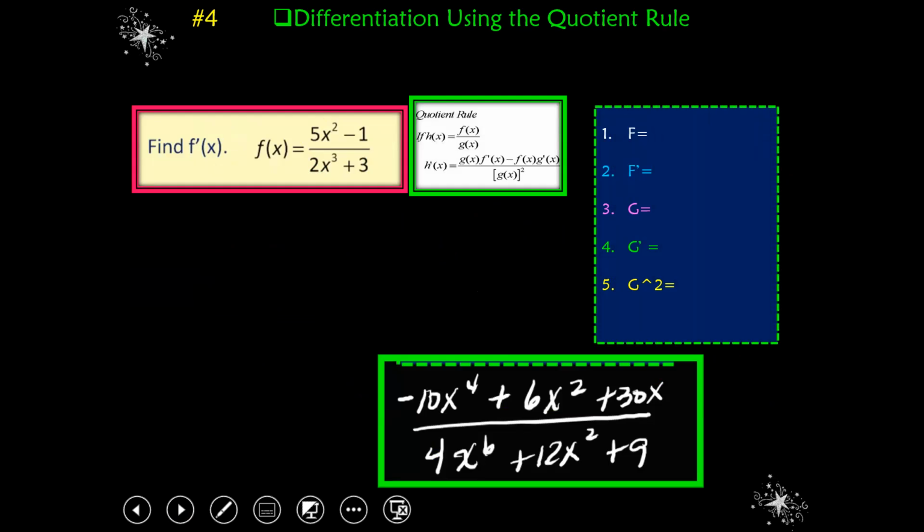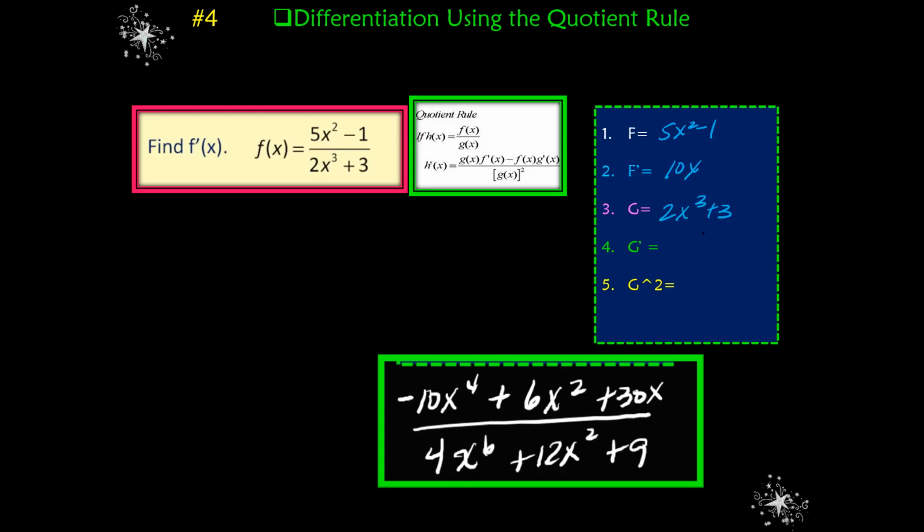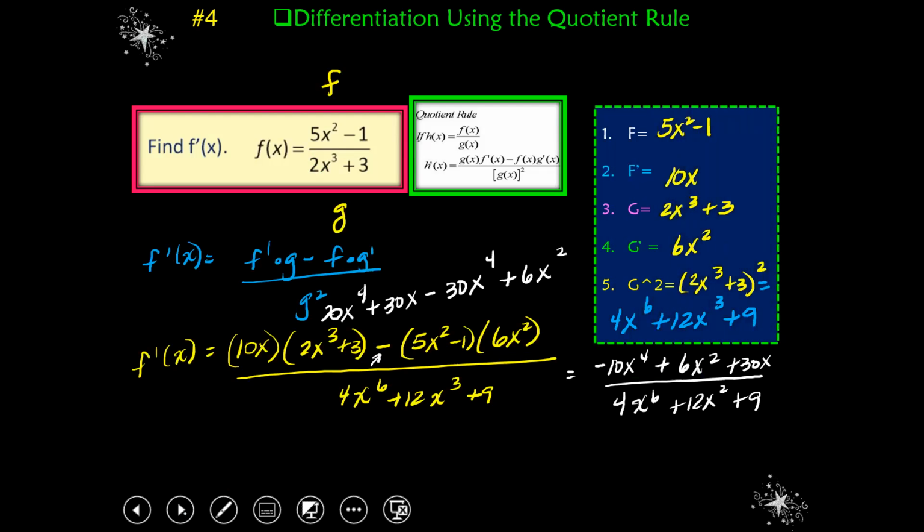Okay, go ahead and pause the video for number 4. I'm going to help you set this up. F is going to be 5x squared minus 1. F prime is 10x. G is the denominator, 2x cubed plus 3. G prime is 6x squared. G squared is going to be 2x cubed plus 3 squared. So you would have to FOIL that. So that's going to give you a 4x to the 6th plus 12x to the 3rd plus 9. Here are the steps for that.